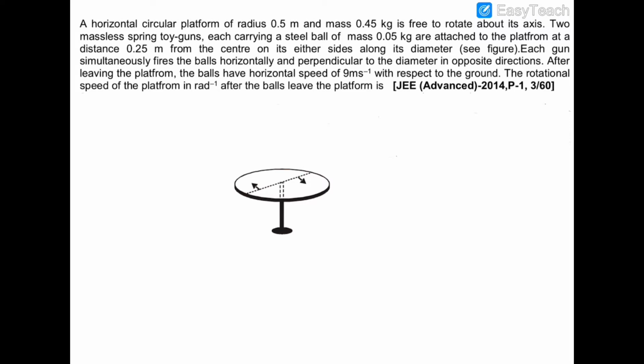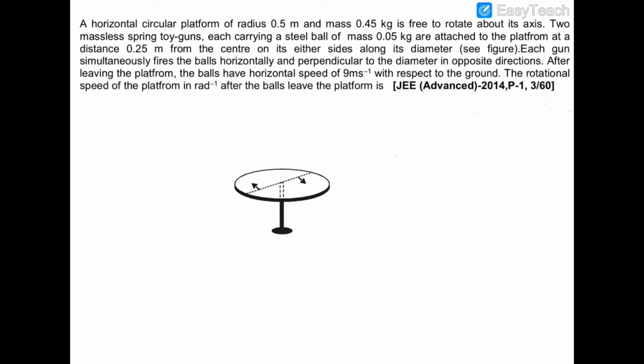These toy guns are massless, but they contain bullets, which are steel balls of mass 0.05 kg each, and the distance of these toy guns from the center is 0.25 meters. Now it is given that these toy guns fire the bullets simultaneously, and the bullets move with a horizontal speed of 9 meters per second with respect to ground. So we have to find out the velocity of this disc after the firing of bullets, and we have to find out its angular velocity.